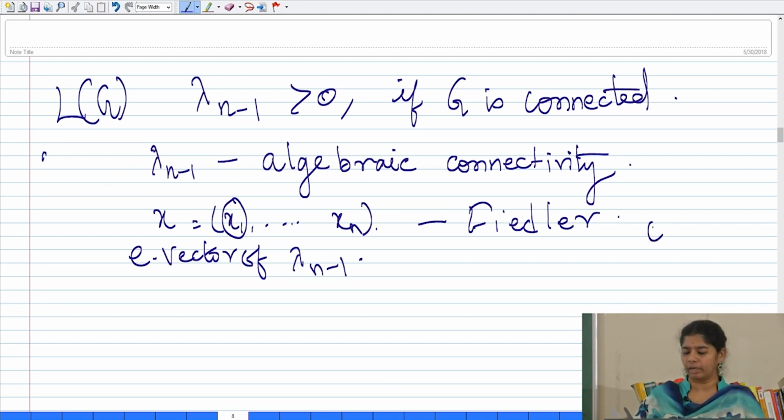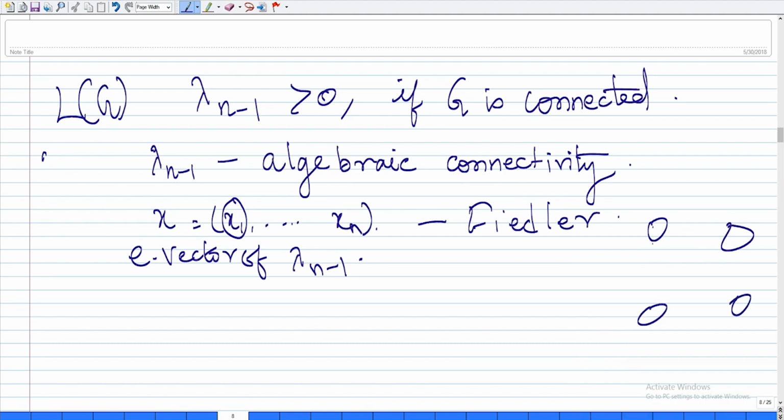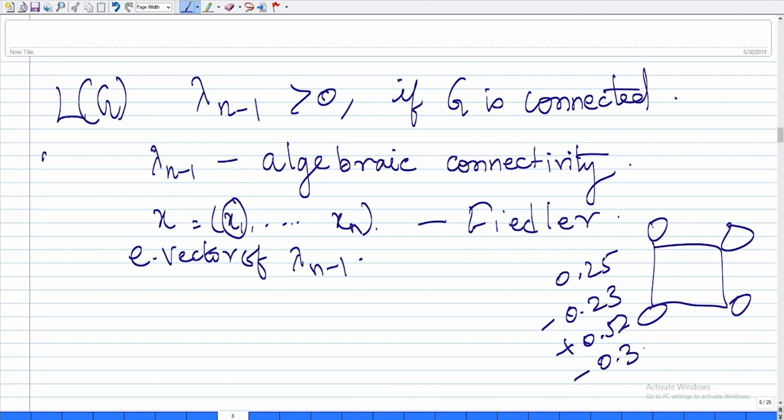So given a graph, if you get an eigenvector, you might not get whole numbers. Suppose you have something like 0.25, minus 0.23, plus 57 or minus 3. What we are doing is assigning each of these vector values to the corresponding vertices. So x1 would be assigned to vertex 1, x2 to vertex 2, x3 to vertex 3, and so on, right.